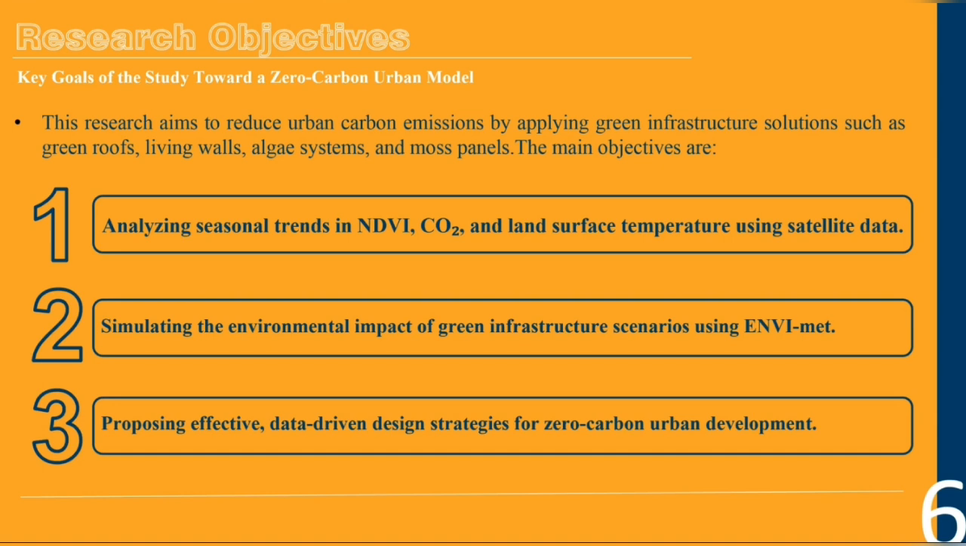This research explored ways to reduce urban carbon emissions using green infrastructure like green roofs, living walls, algae systems, and moss panels. The main goals are: 1. Analyzing seasonal changes in vegetation, carbon dioxide, and land temperature through satellite data. 2. Simulating green design impacts with the ENVI-met model. 3. Offering data-based strategies for planning zero-carbon cities.